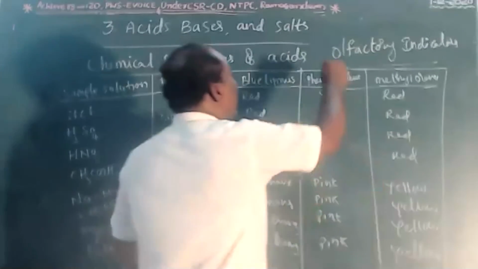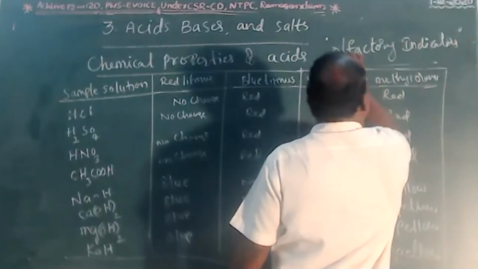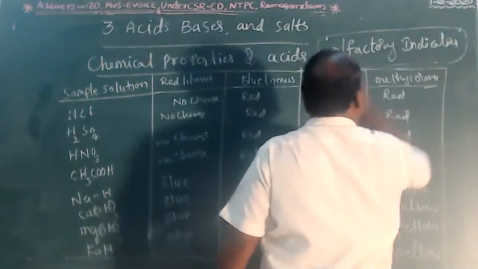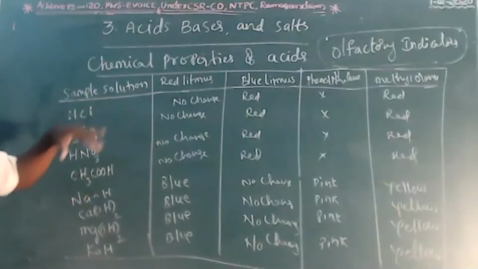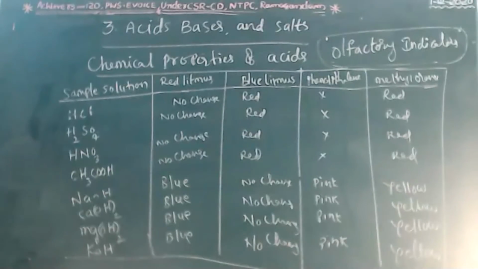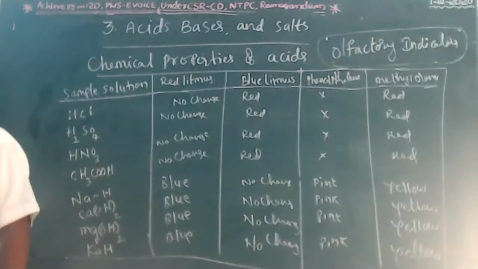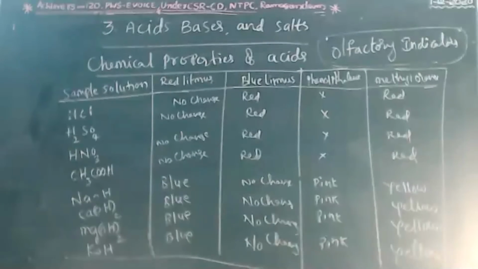So this is the topic, children, and this topic is very important. Olfactory indicators, you will get the definition as a 1 mark question. This indicator changes its odor in both acidic and basic medium. This is the topic, and if you have any doubt, ask me, children. Yes, children.